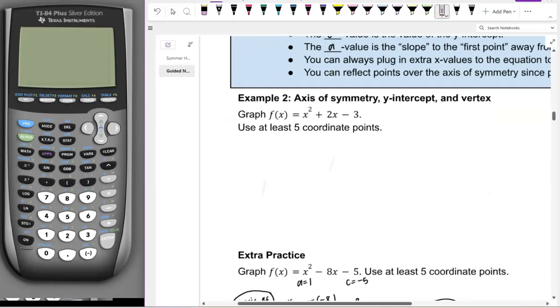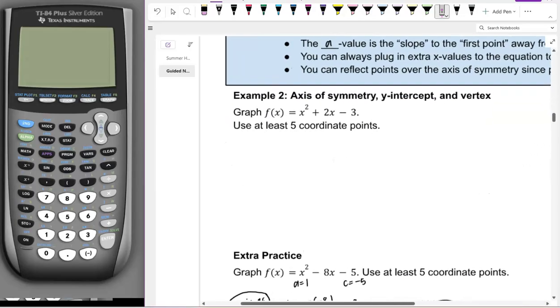Let's do an example together. It says graph f of x equals x squared plus 2x minus 3 using at least 5 coordinate points. First, identify your a, b, and c value. A is 1, since there's nothing in front of the x squared, we assume that it's a 1. B is 2, and c is negative 3.